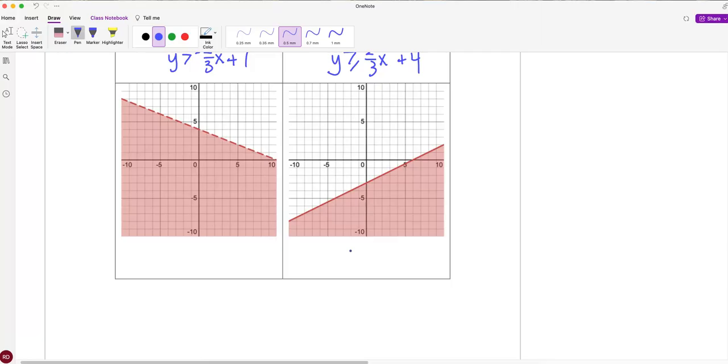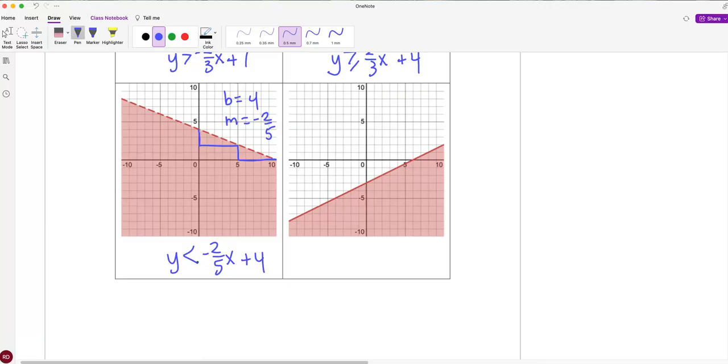Looking at the next one, it looks like b is equal to 4. And let's see about my slope. It looks like the slope is 2/5. Okay, or excuse me, negative 2/5. So I'm shading below that line, negative 2/5 x plus 4. And so that would be less than.